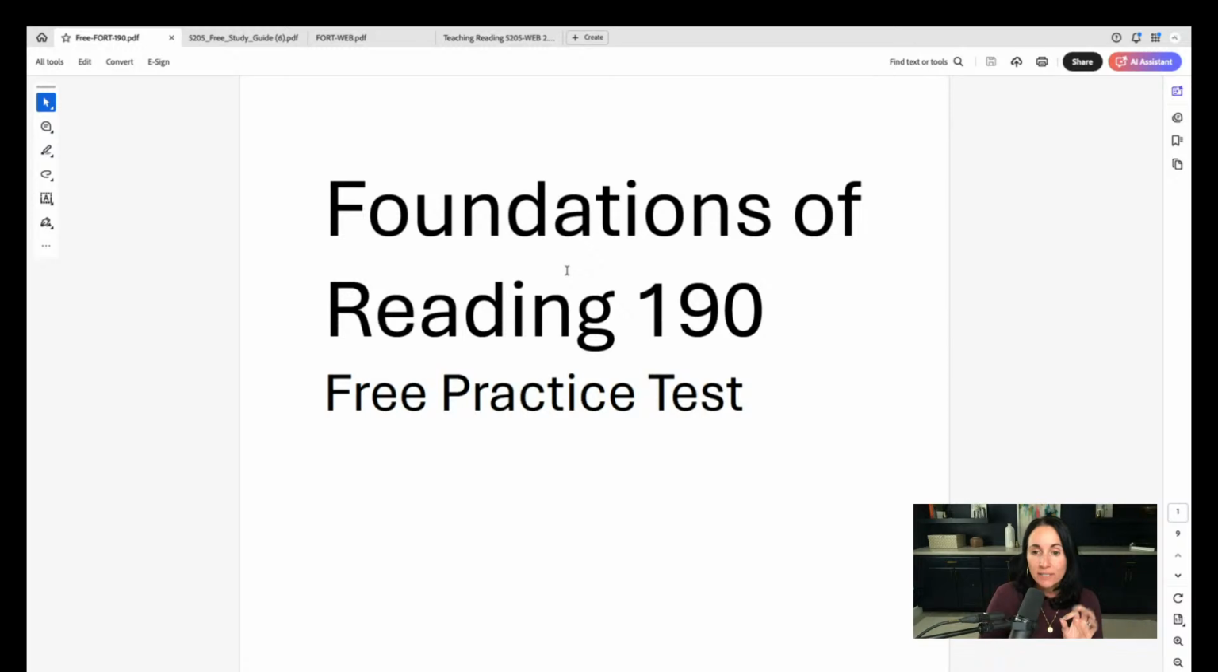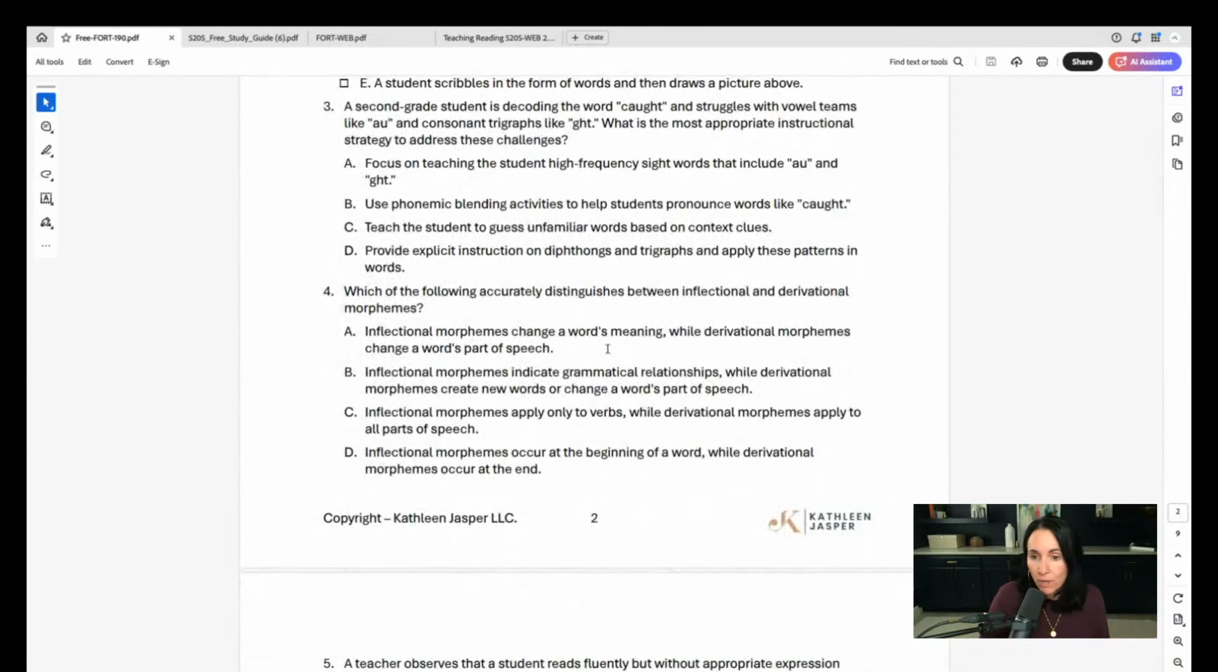All right, so here is the free study guide that you got. This is the Foundations of Reading practice test. I recommend you download them both because they have different questions. So if you're taking the Praxis Teaching Reading, download the Fort. And if you're taking the Fort, download the Teaching Reading, because then you get some extra questions here.